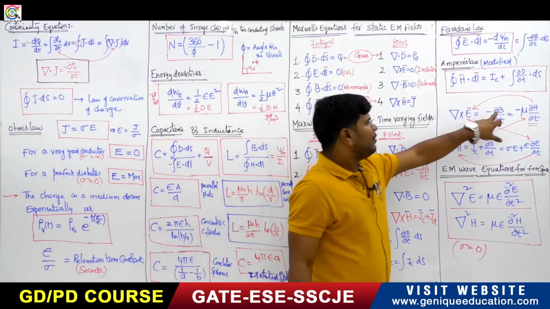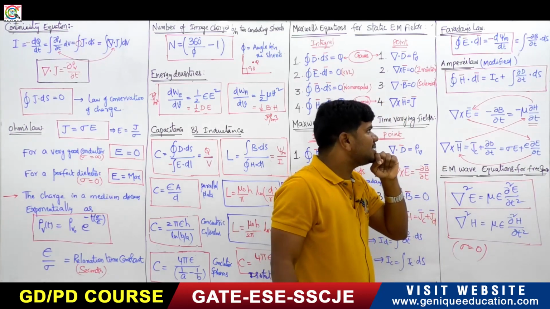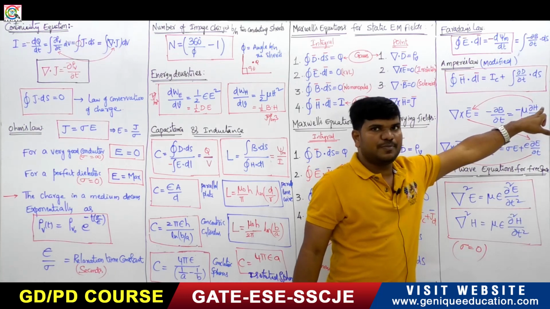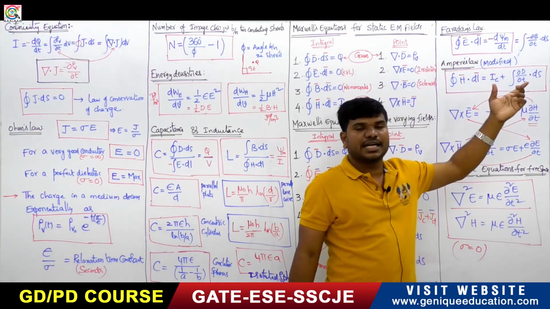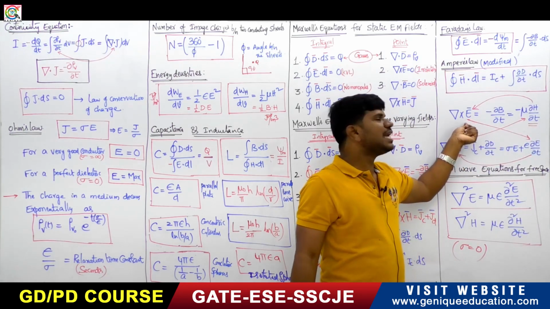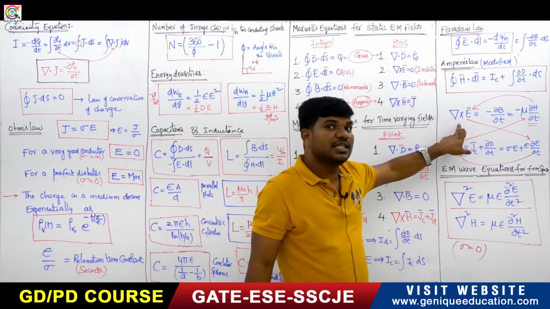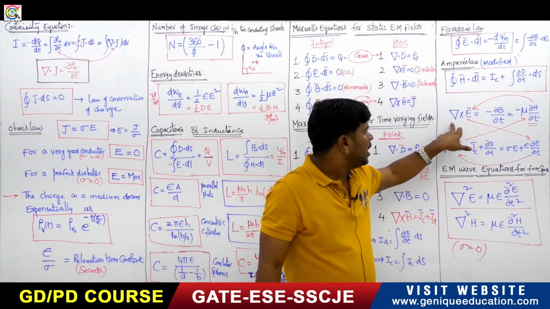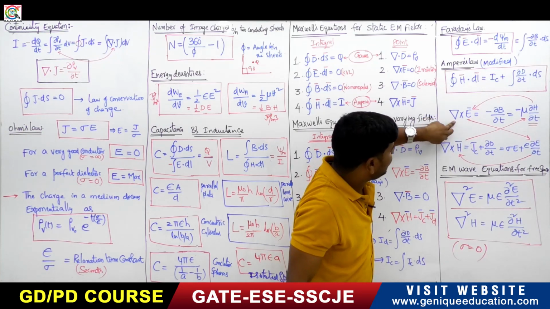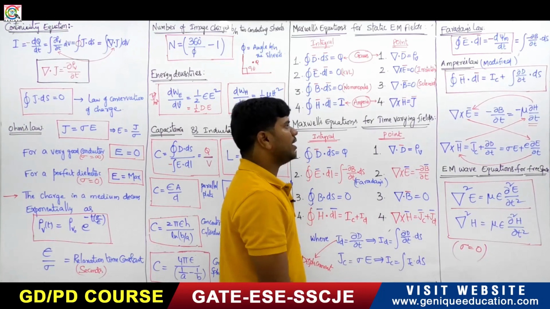Observe this. If you keep on changing the current, due to that current, what happens? A magnetic field will be produced. Due to that magnetic field, if it is time varying, what happens? It produces the electric field. But this electric field will be varying in space. This del represents that the electric field is varying in space. Right? That is the point.